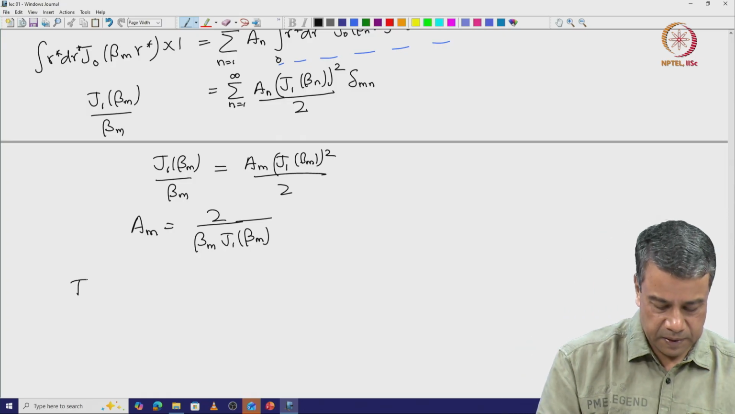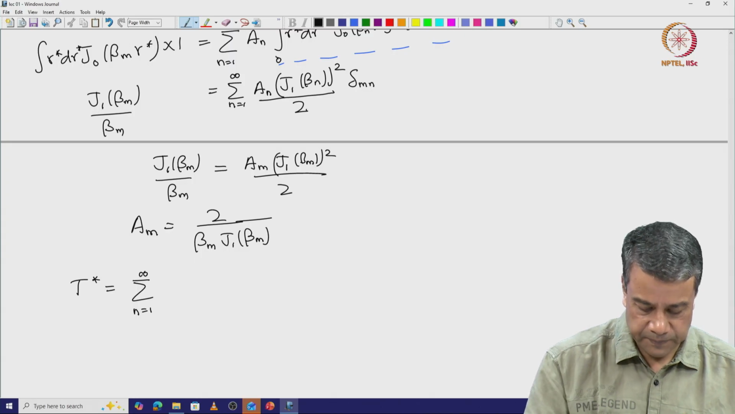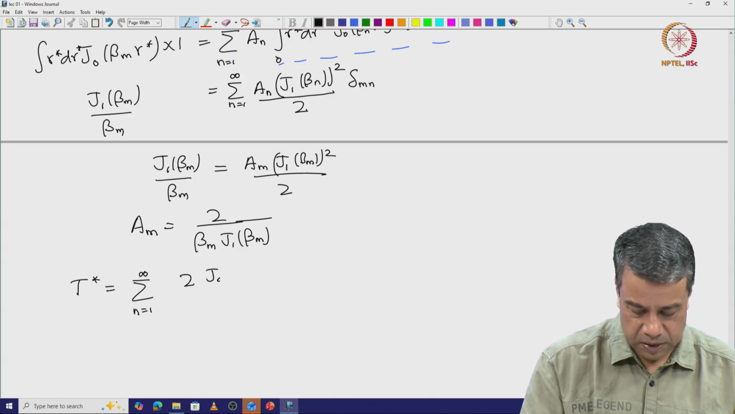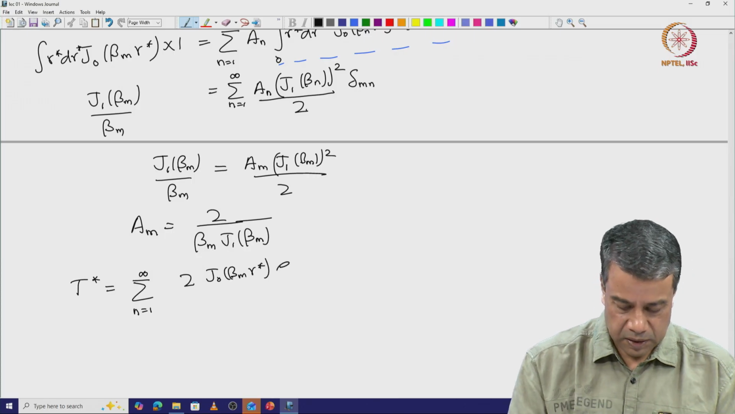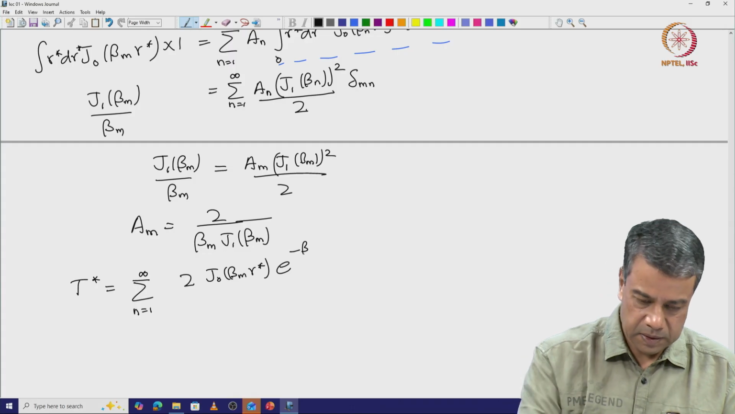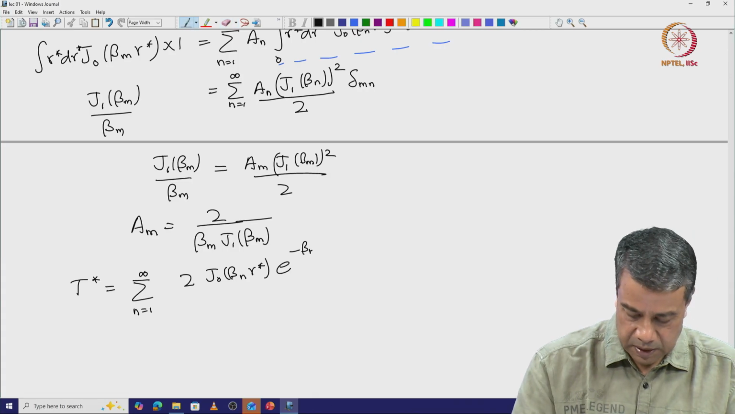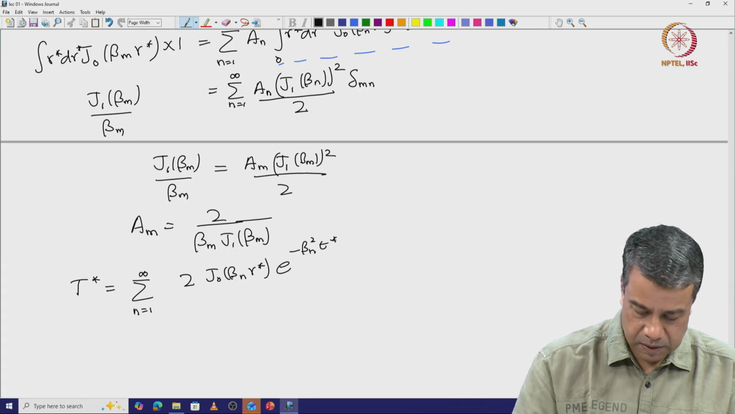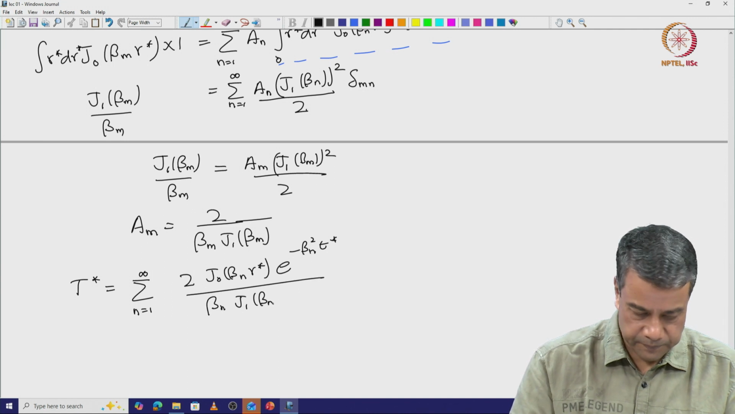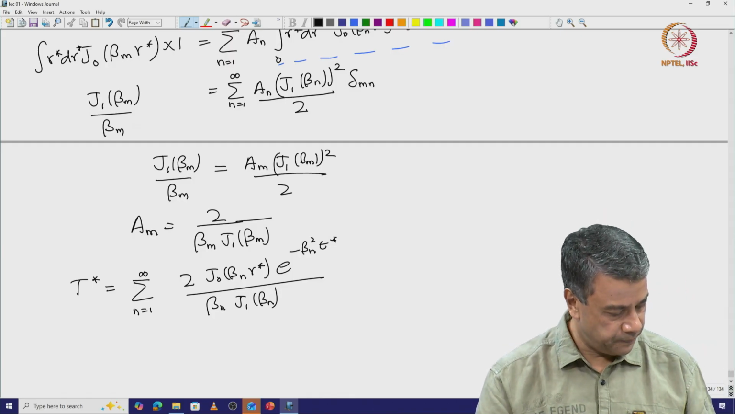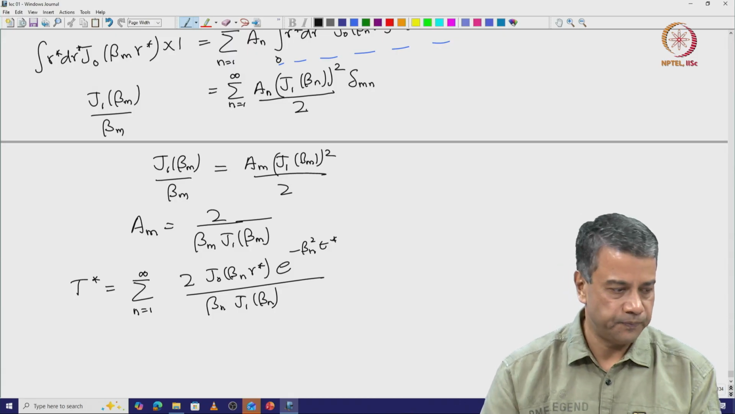And the temperature field becomes T star is equal to summation n is equal to 1 to infinity 2 J naught of beta n r star into e power minus beta n square t star, divided by beta n J1 of beta n. The free index here is n, so I will substitute n here. So, that is the final solution for the temperature field in this case.